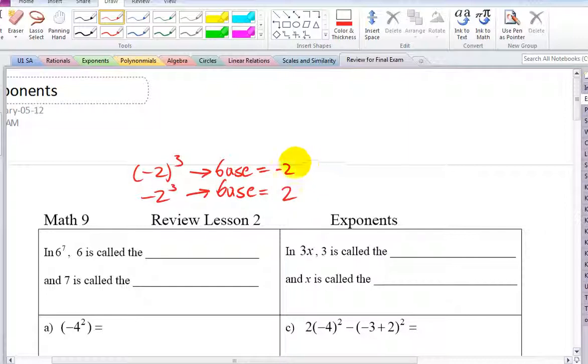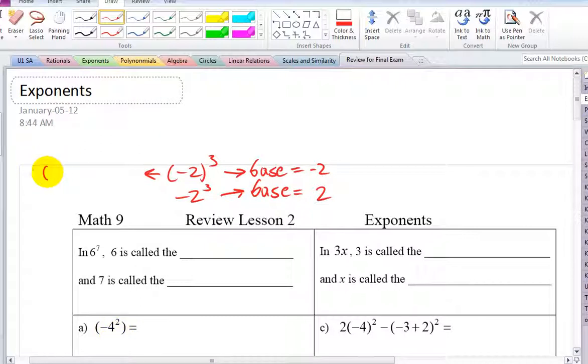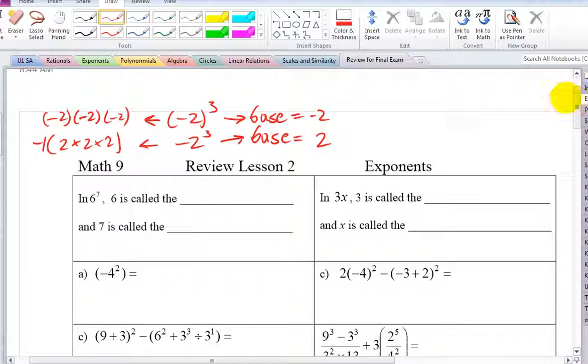So when you expand this one, I'll expand it to the left, it's going to be -2 times -2 times -2. But the second one has a -1 coefficient, 2 times 2 times 2. So it's important to really know that difference. We want to make sure that you can understand that, because it's an important one. It totally changes the meaning of the number. Okay, so brackets around your base implies that the negative sign is included.